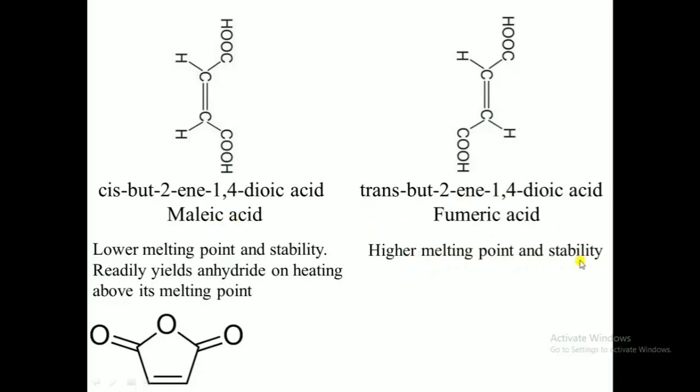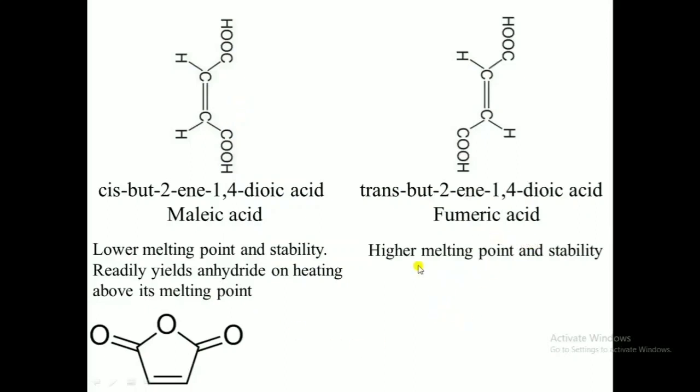If you compare the melting point and the stability of maleic acid and fumaric acid, definitely, now you know from the previous slide that maleic acid has lower melting point and stability compared to fumaric acid. In maleic acid, this is the cis form, and since its crystal has poor packing, poor fitting in the crystal lattice, it has a lower melting point. It also has lower stability, because the COOH group is a bulkier group. When it comes on the same side, because of the closeness of these two COOH groups, its stability is less compared to fumaric acid.